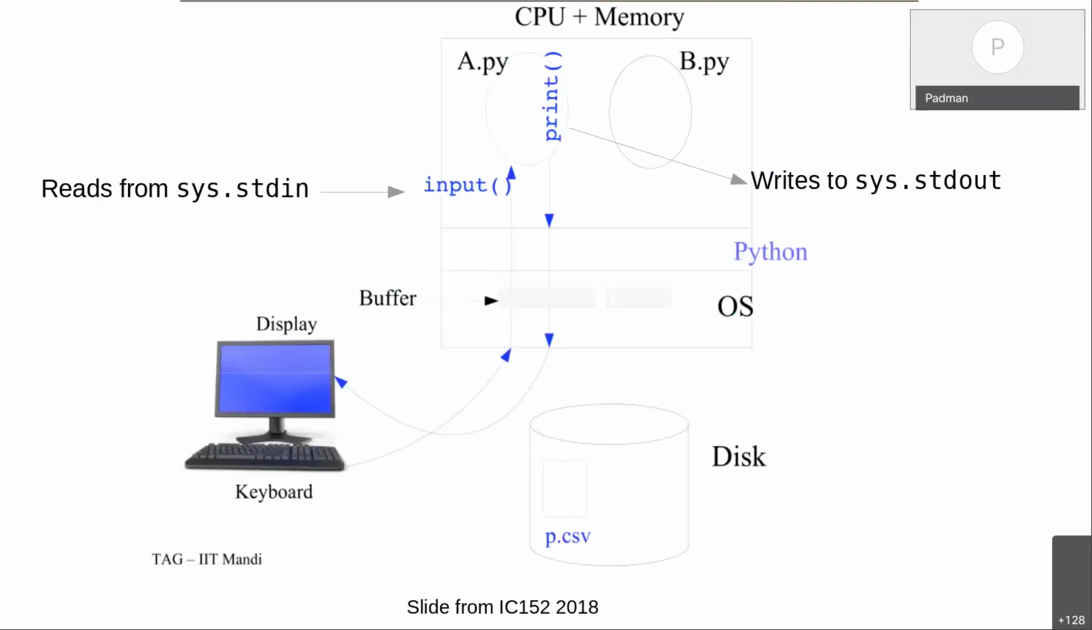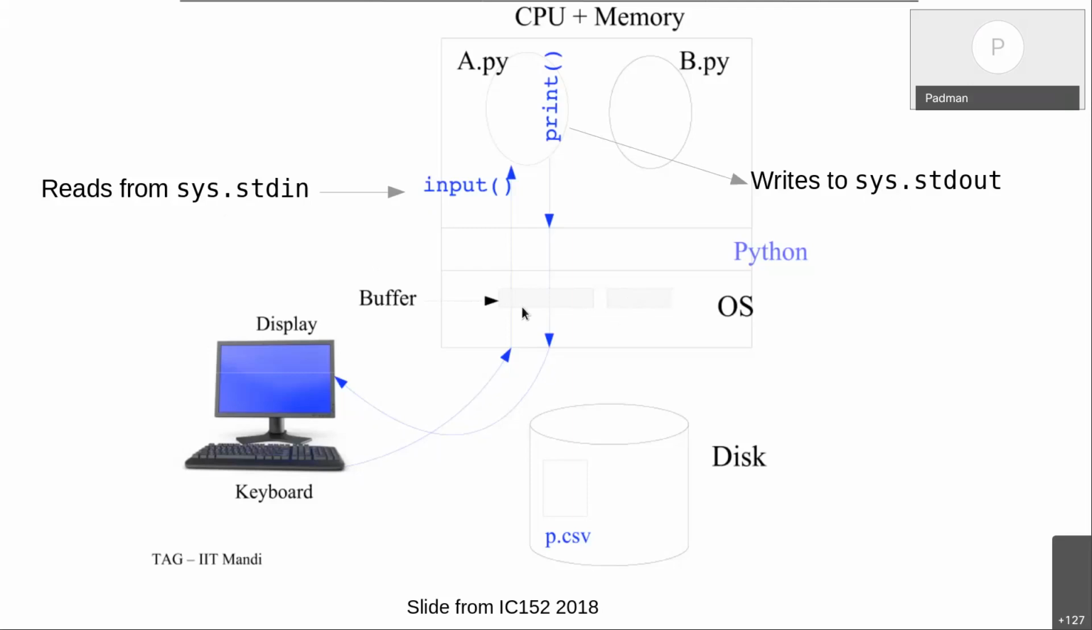For example, an abstraction is shown here. The input method and the print method in Python are connected to the keyboard and display, and this is abstracted in the following manner. The operating system provides a buffer for the standard out stream and for the standard input stream, basically two buffers. A buffer is nothing but a data structure. You can think of it as an array.